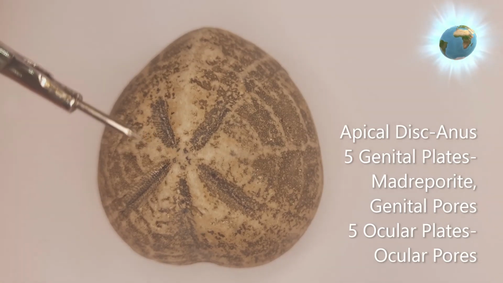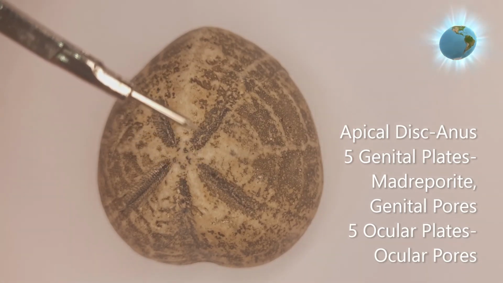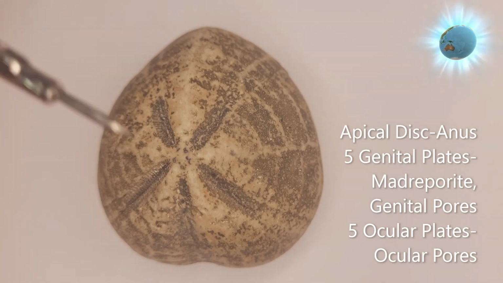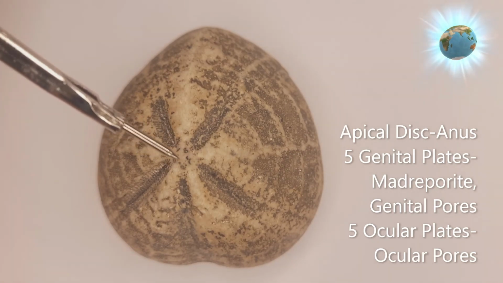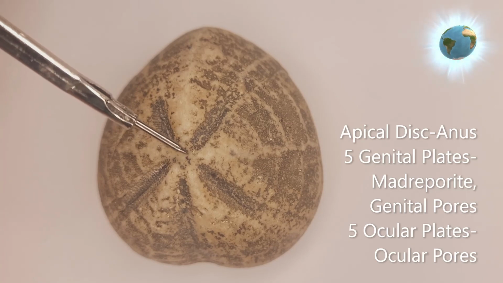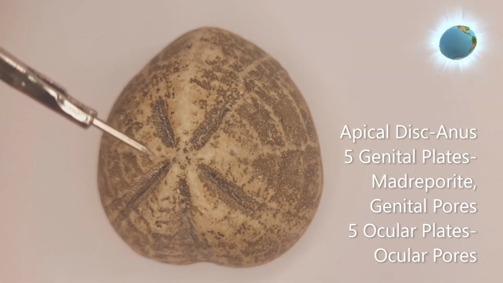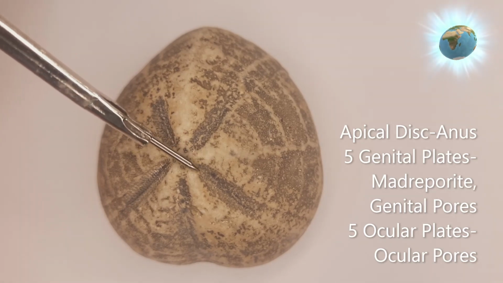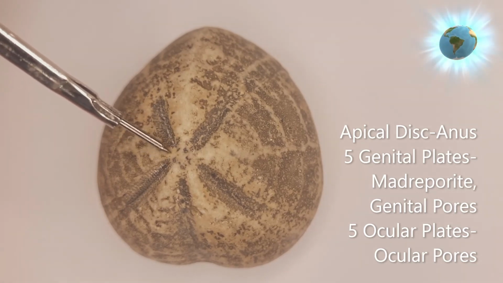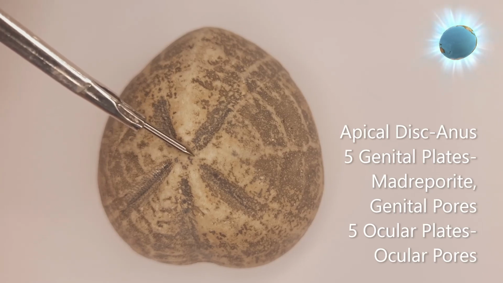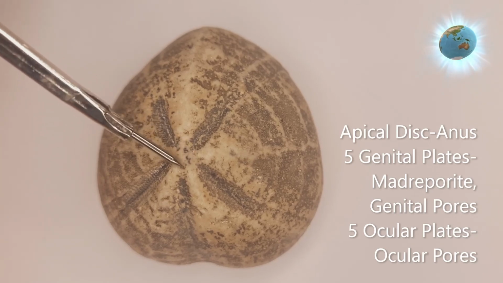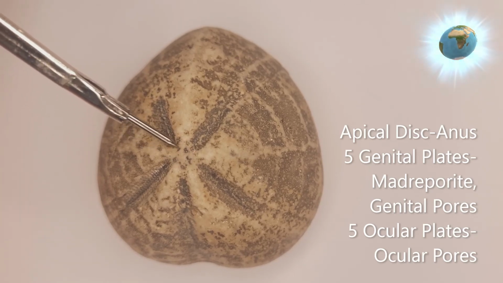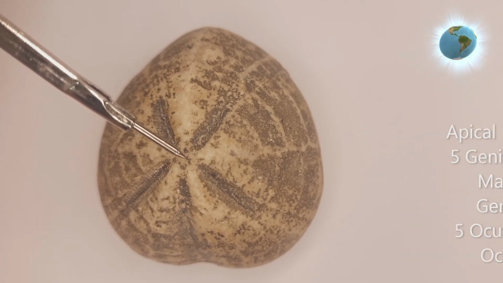Okay, so this is called the apical system, which forms the central apical disc. In the center of that is the anus. Surrounding the apical disc are 5 genital plates, 1, 2, 3, 4, 5 genital plates, and 5 ocular plates, 1, 2, 3, 4, and 5 ocular plates. So this forms the apical system.